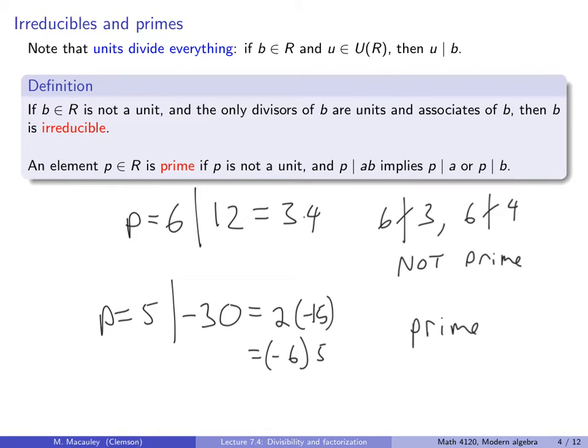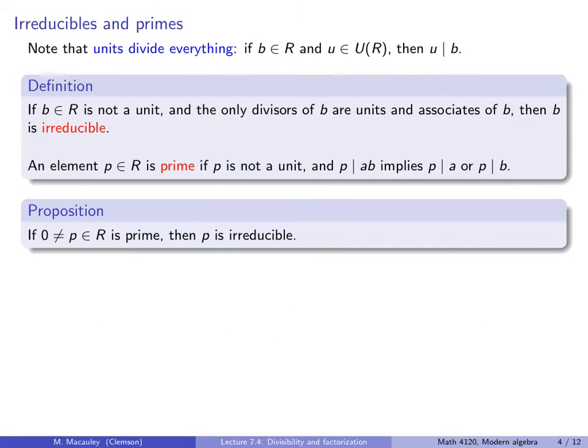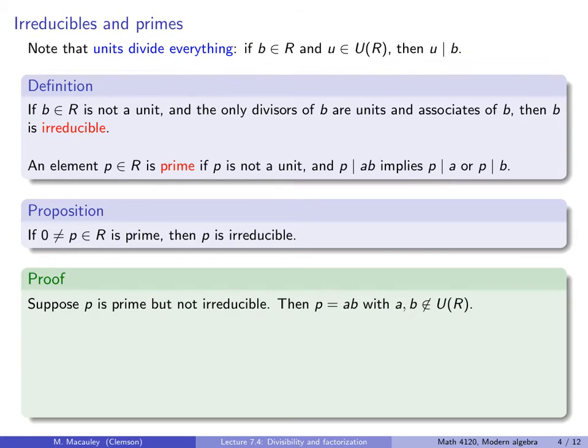Or does being prime imply being irreducible? Well, I'm about to tell you, so if you want to figure it out, pause the lecture. Okay, ready? Here's the answer. Proposition: if p is a non-zero prime number, then p is irreducible. To prove this, let's just suppose that p is prime but not irreducible. We will arrive at a contradiction.